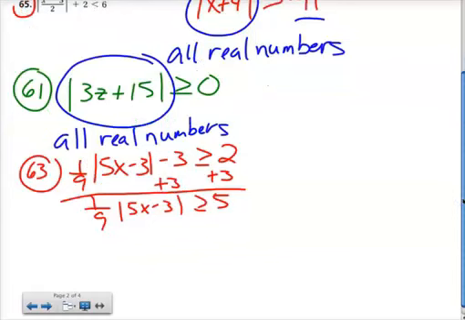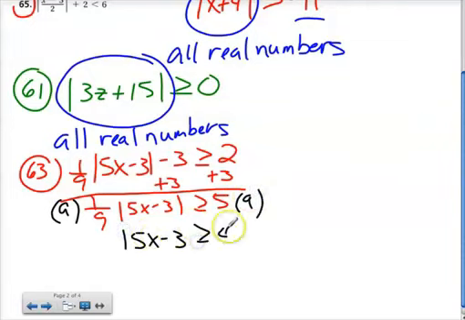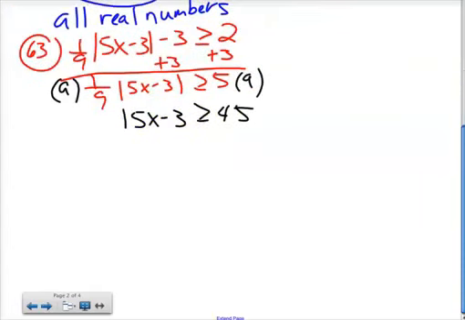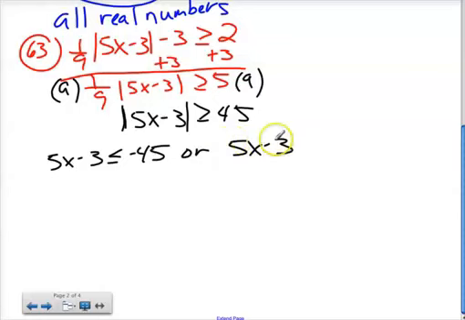Now to get rid of multiplying by 1/9, we're going to multiply both sides by 9. And that's a positive 9, so we don't have to flip the sign. Now we have our absolute value piece, and we have greater than or equal to. So these distances are greater than or equal to 45, which means 5x minus 3 could be less than or equal to -45, or 5x minus 3 could be greater than or equal to positive 45. And then, of course, we just solve those separately.